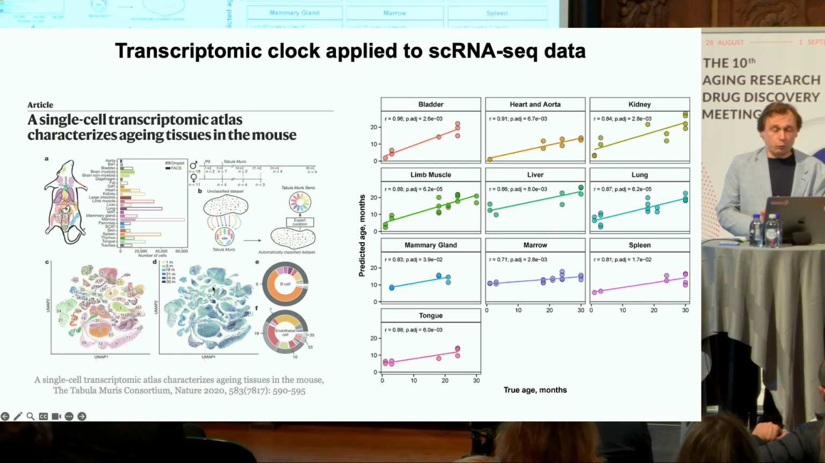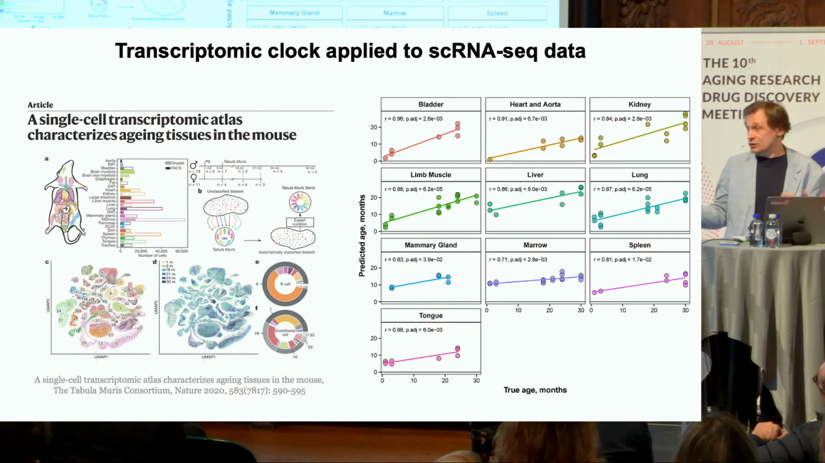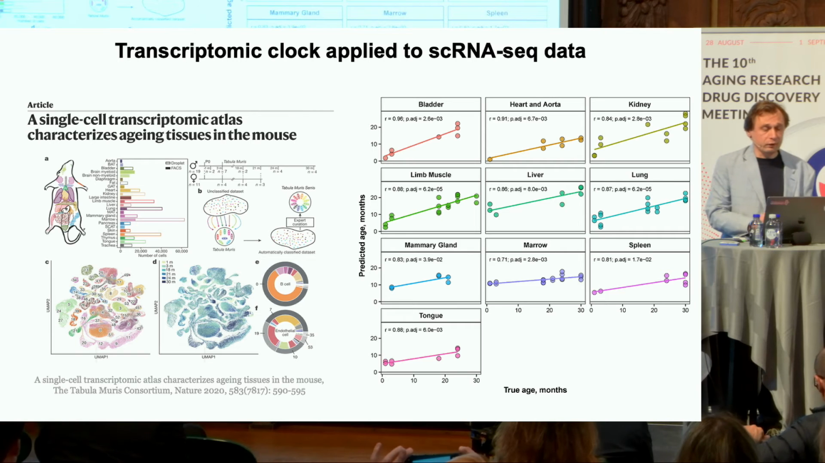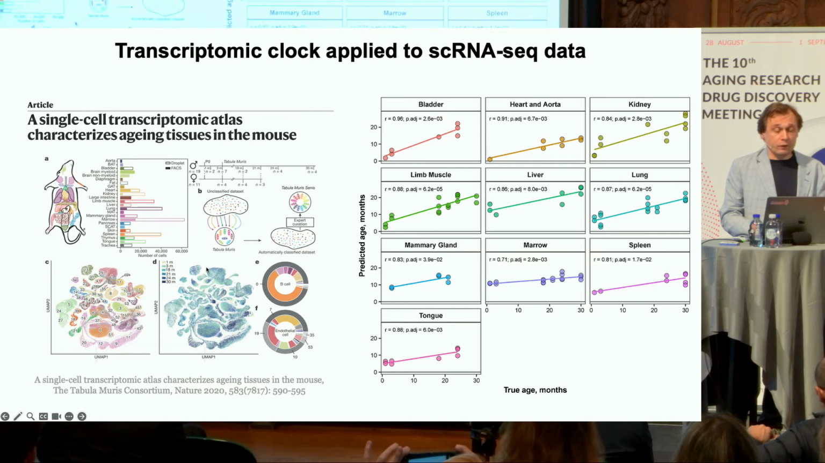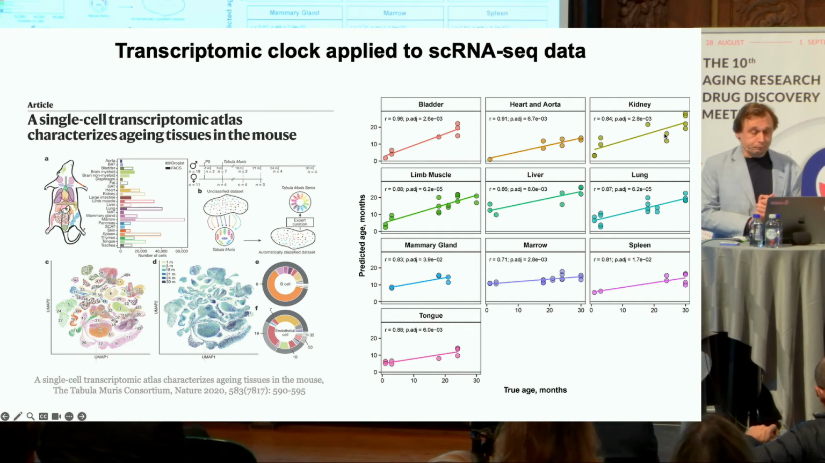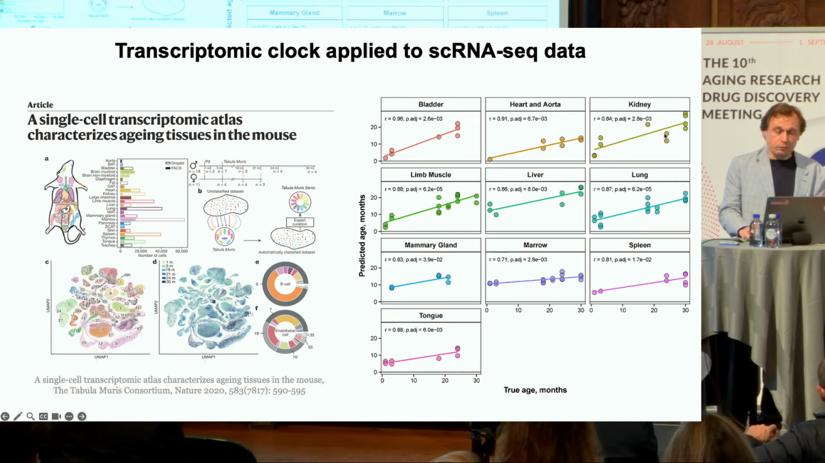I will show you just a couple of examples of that. And actually, this is an example where we apply this to single cell data. It also works at the single cell level. So this is data from the Tabula Muris data set. And this is an application, for example, you see in the bladder, heart and aorta, kidney. It works, this transcriptomic clock, to predict the age.